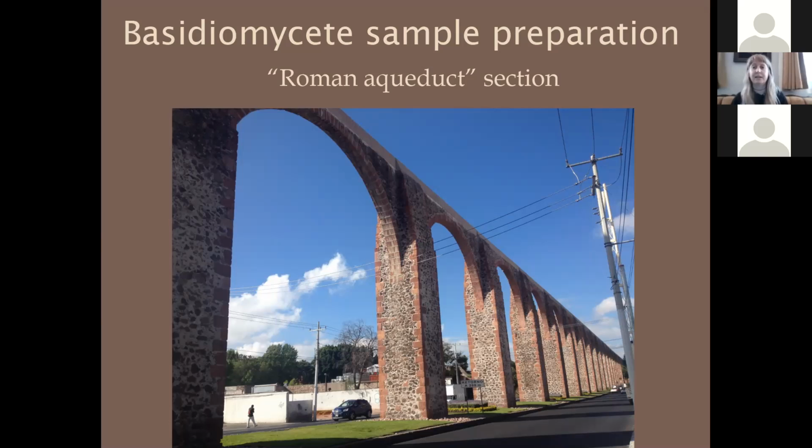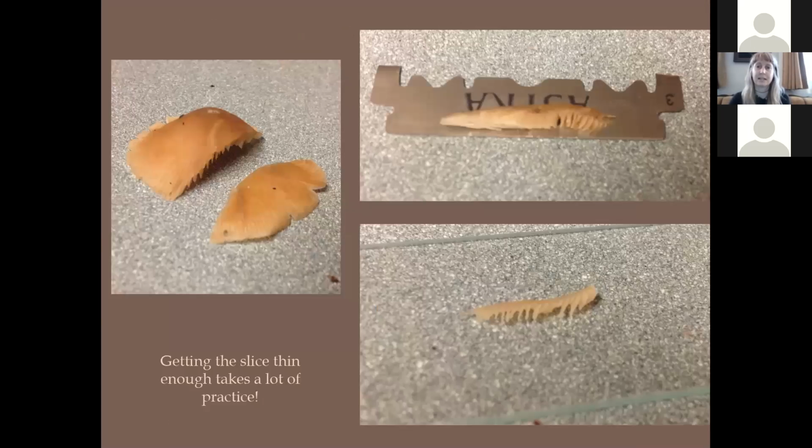Okay, and kind of the gold standard for looking at gilled mushrooms under the microscope is the Roman aqueduct section. And you could see why it's called that, right? And here's what it looks like in real life. You take a slice through this cap here, and all of the arms of that aqueduct are the gills of the mushroom.